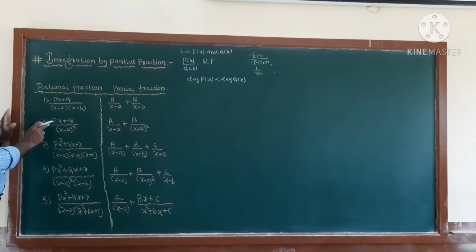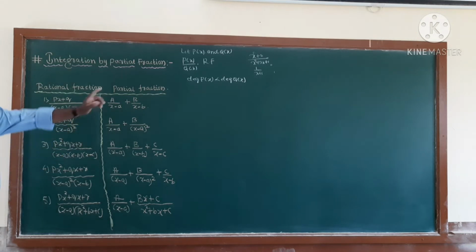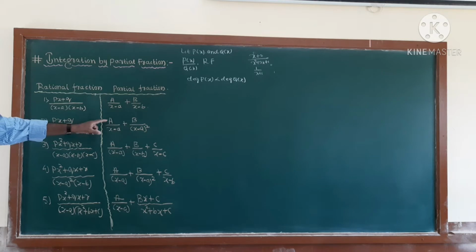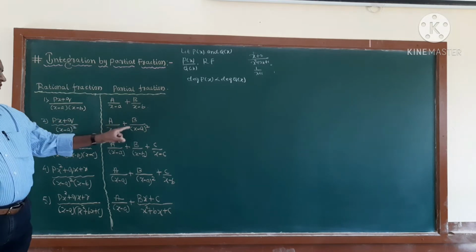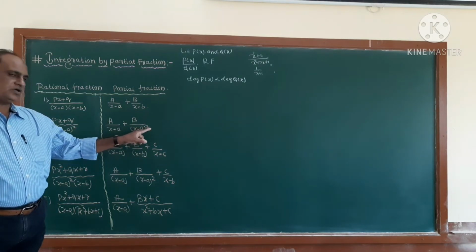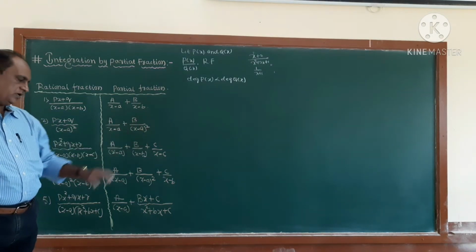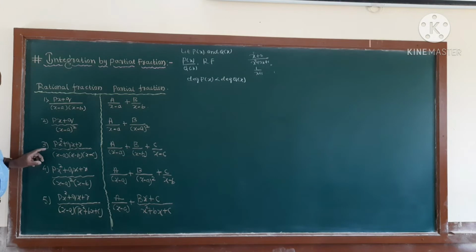The next one is also a proper fraction: (px + q) divided by (x − a) whole squared. This factor is repeated two times. Then suppose the partial fraction A divided by (x − a) plus B divided by (x − a) whole squared.